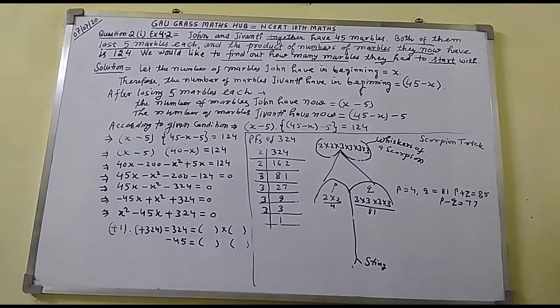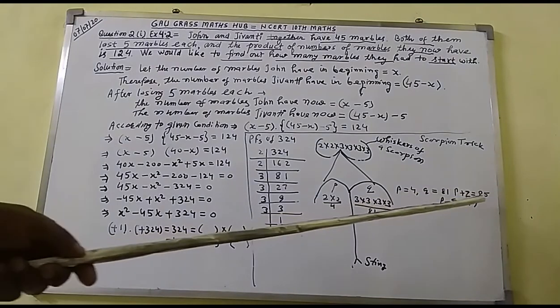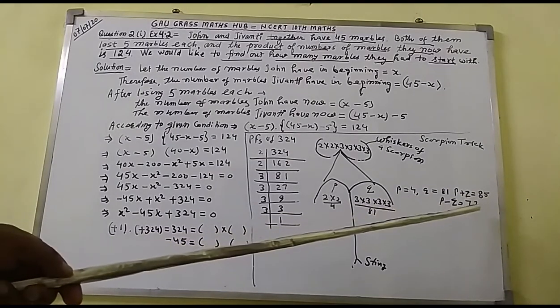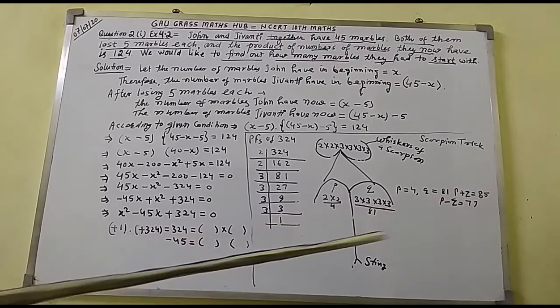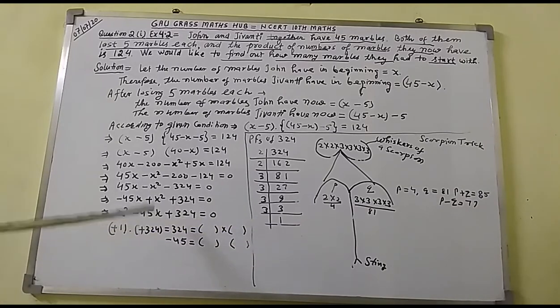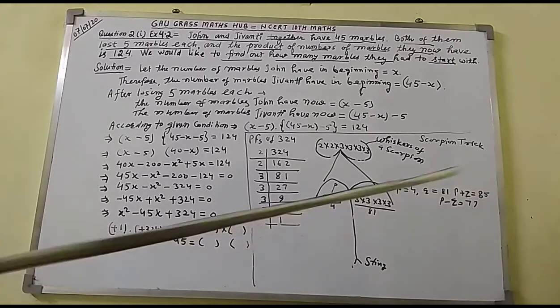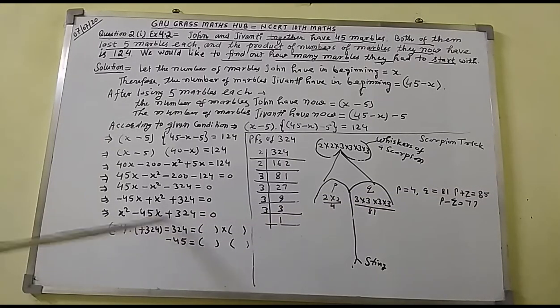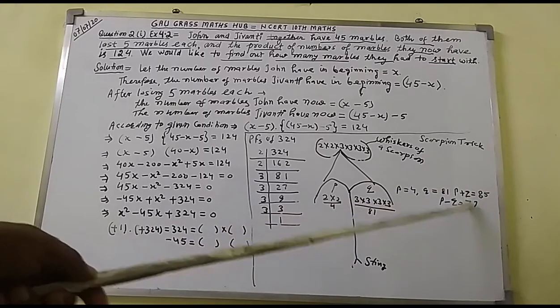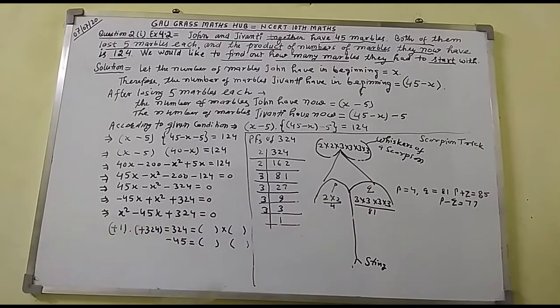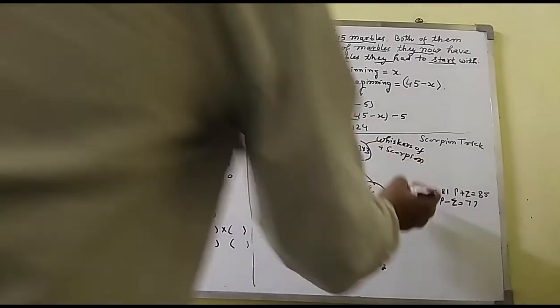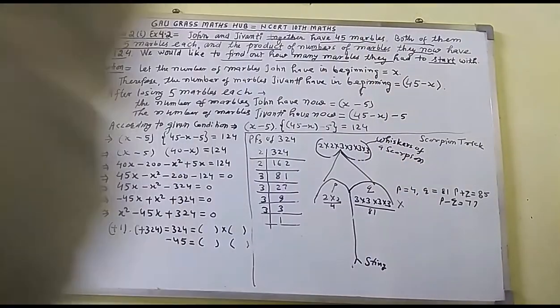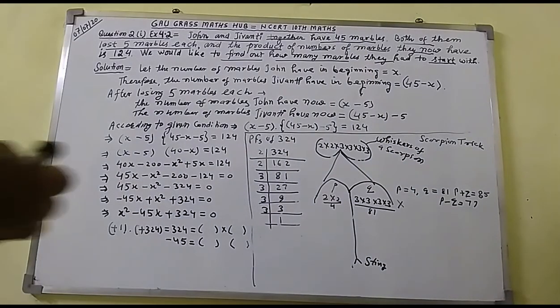This means that neither 85 nor 77 is the coefficient of x, that is 45. 85 is not equal to 45. 77 is also not equal to 45. This means that this distribution will be crossed out, cancelled out, rejected. Now come to the next distribution.